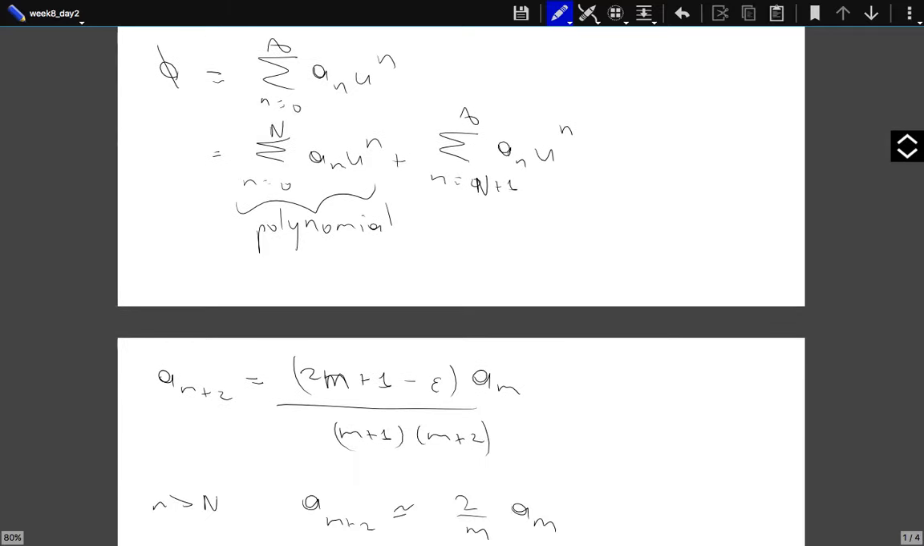Well, let's look at my recursion relation. My recursion relation always relates one coefficient to the next one. It relates the 0 coefficient to 2, 2 coefficient to 4, 4 coefficient to 6. For example, if one of those coefficients becomes 0, then all the other coefficients will be 0. If, let's say, a4 is 0, then a6 is 0, a8 is 0, a10 is 0.